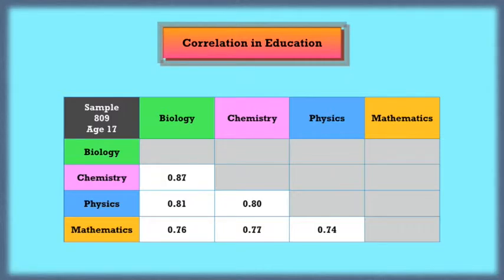What does it mean? It means that those who did well in any one of these subjects also tended to do very well in the others. And those who did poorly in any one of these subjects also tended to do poorly in all the other three. It doesn't say it's cause and effect, but it does say they're connected. The results were published in that international journal.